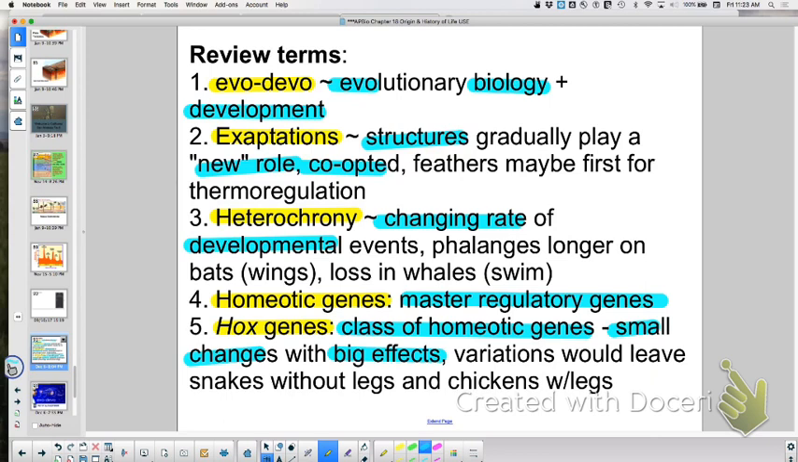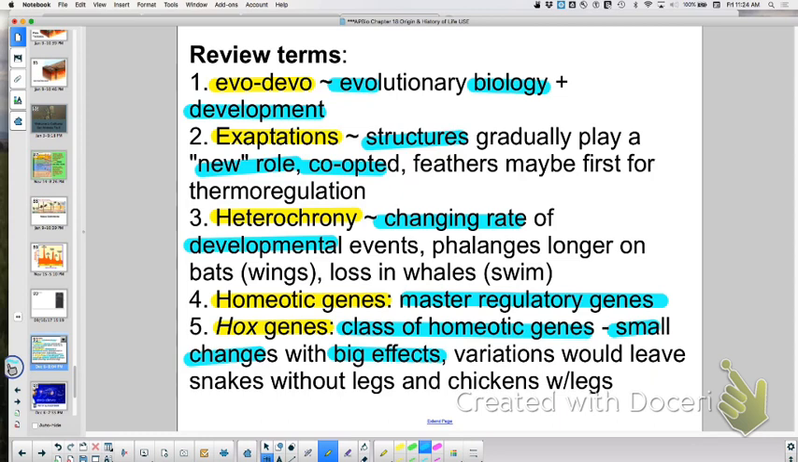Heterochrony. Chrony, what word should you think of? Are you going to ask me a question? Yeah. Go right ahead. How did the chicken function without legs? Well, it would be an earlier version of that chicken. Okay, so chrony, what does that remind you of? Chronology, right? What does hetero mean? Different chronology. So changing the rate of development.